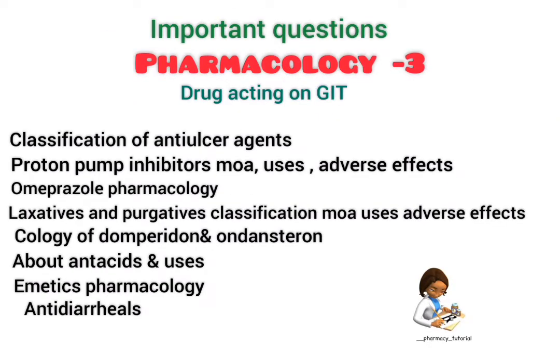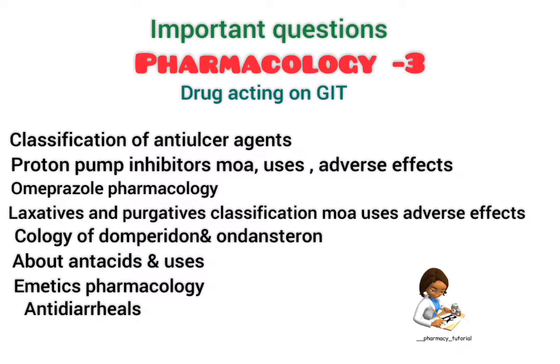In the 10 marks they are going to ask the classification of anti-ulcer agents, that is proton pump inhibitors, mechanism of action and uses, and H2 blockers. Another important thing is omeprazole, mechanism of action and uses, or the pharmacology of omeprazole, they may ask for 10 marks. And purgatives and laxatives, classification, mechanism of action, uses, they are going to ask for 10 marks.